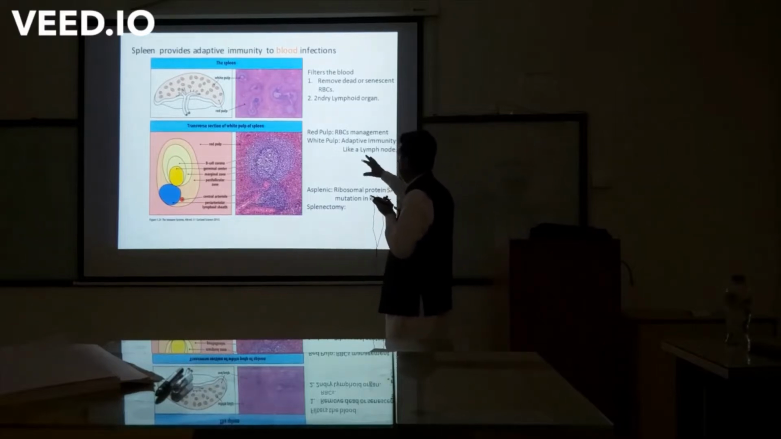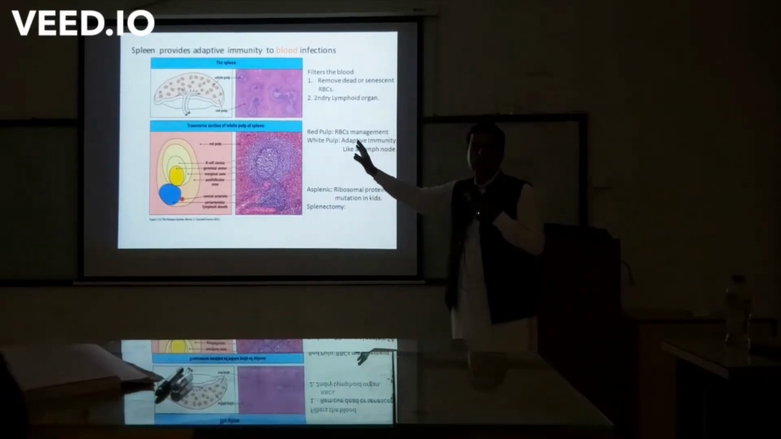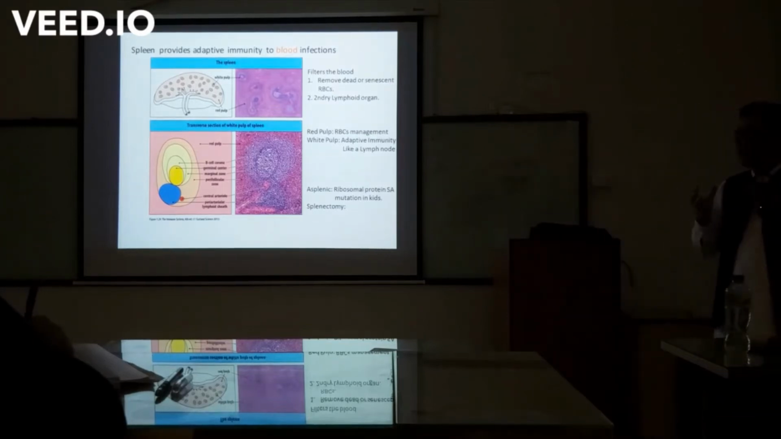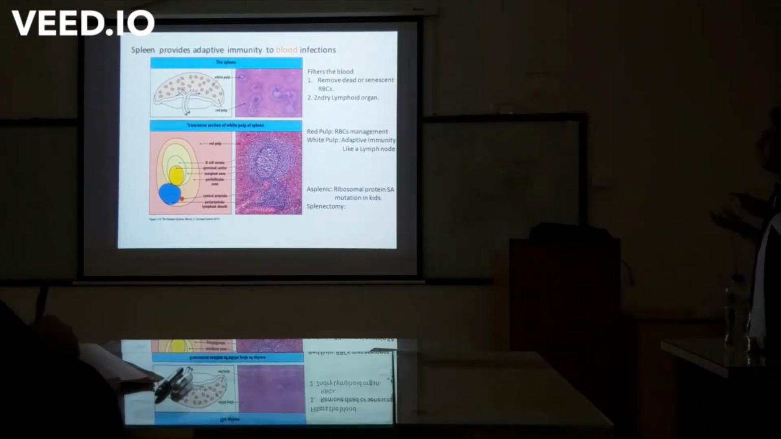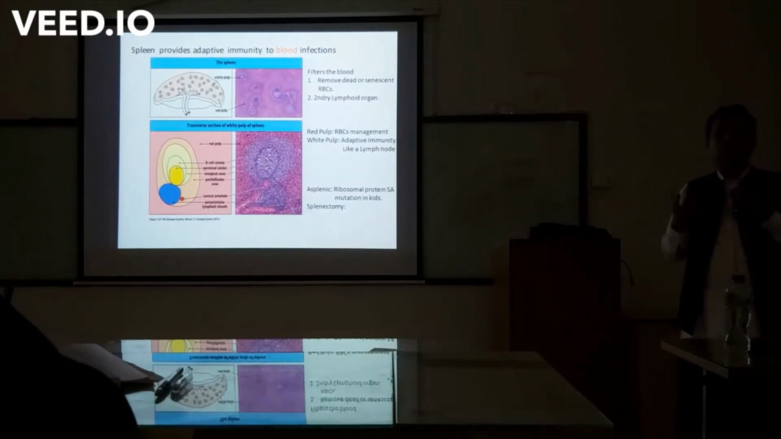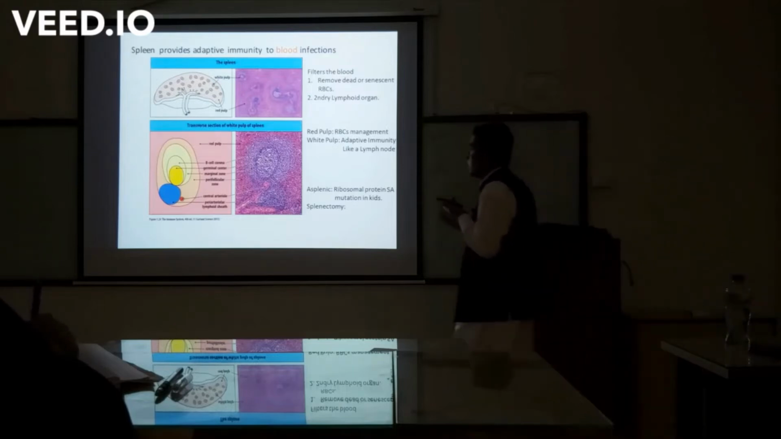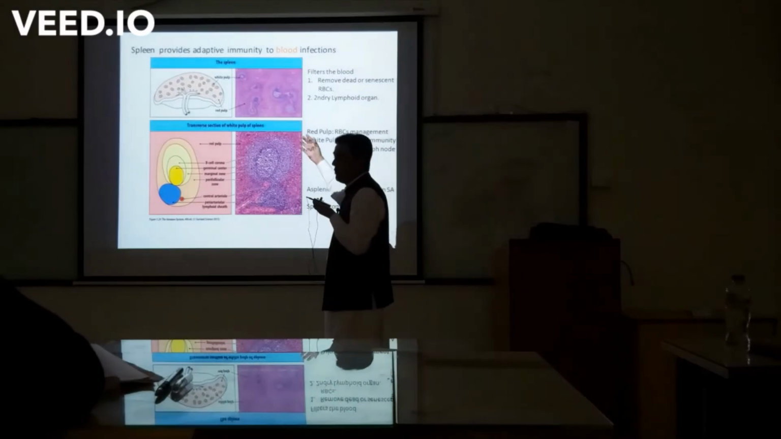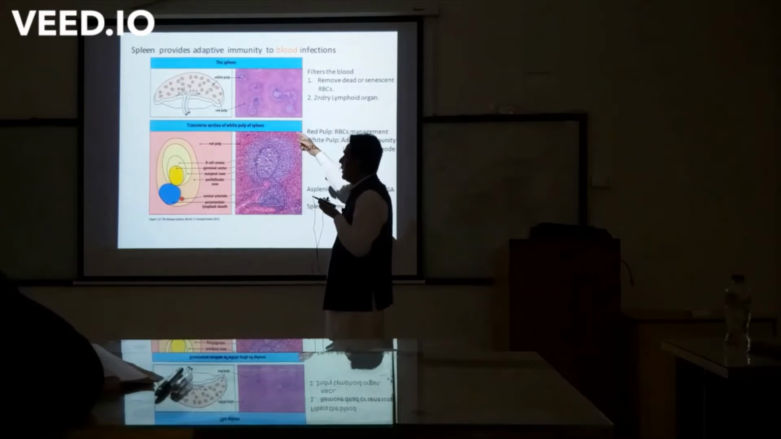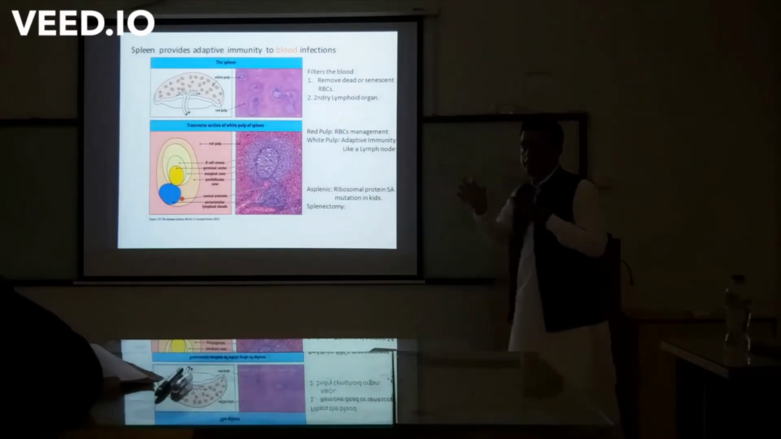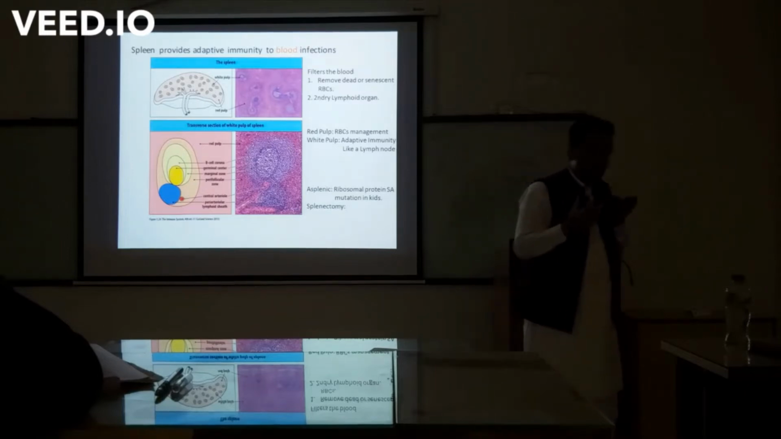The red pulp is for management of the red blood cells, or RBCs. It means that the RBCs which are dead, or not very functional, or have got some problem, are going to be removed out of the system. When the blood enters through this arterial way into the spleen, they would be detected and removed. How is it going to happen?